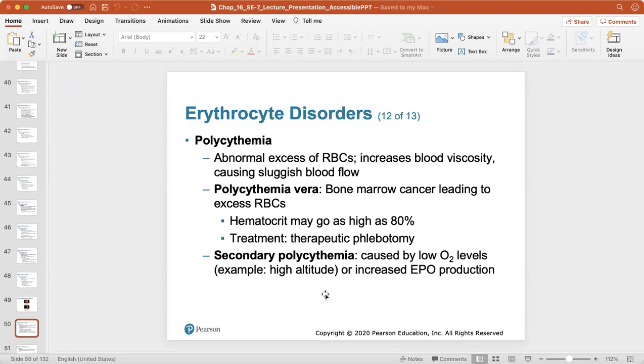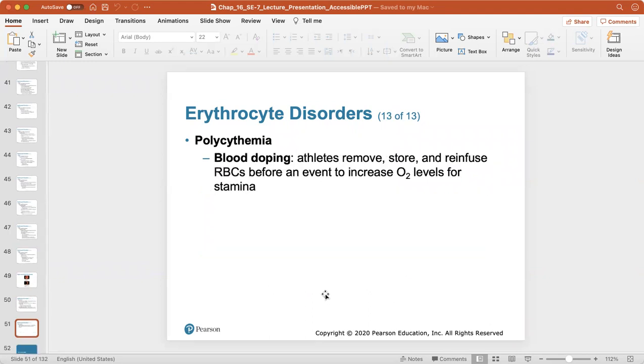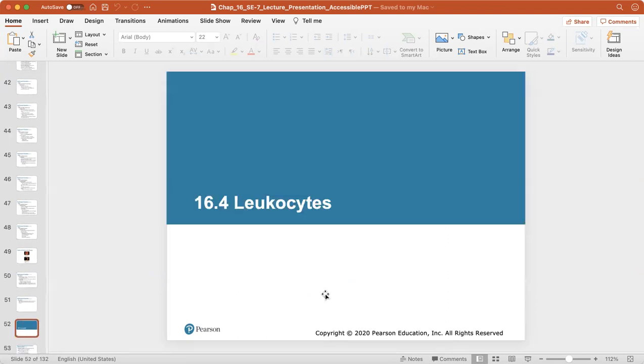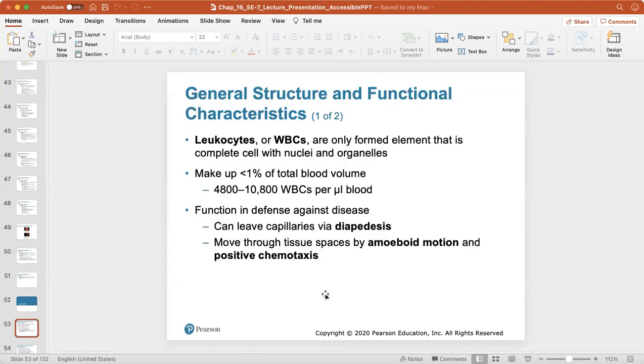Polycythemia is an abnormal excess of red blood cells, increasing the blood viscosity and causing sluggish blood flow. It can come from bone marrow cancer leading to excess red blood cells. Secondary polycythemia can be caused by low oxygen levels or increased erythropoietin production. Blood doping is when athletes remove, store, or reinfuse red blood cells before an event to increase oxygen levels for stamina. Not recommended.